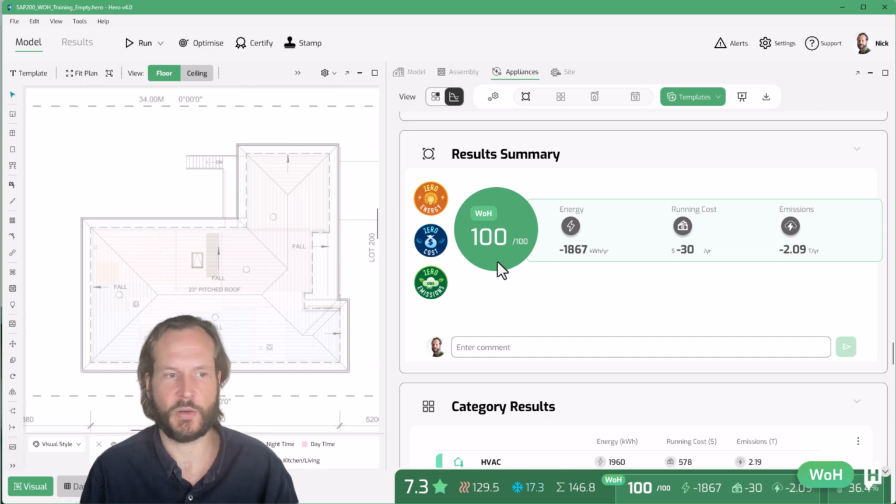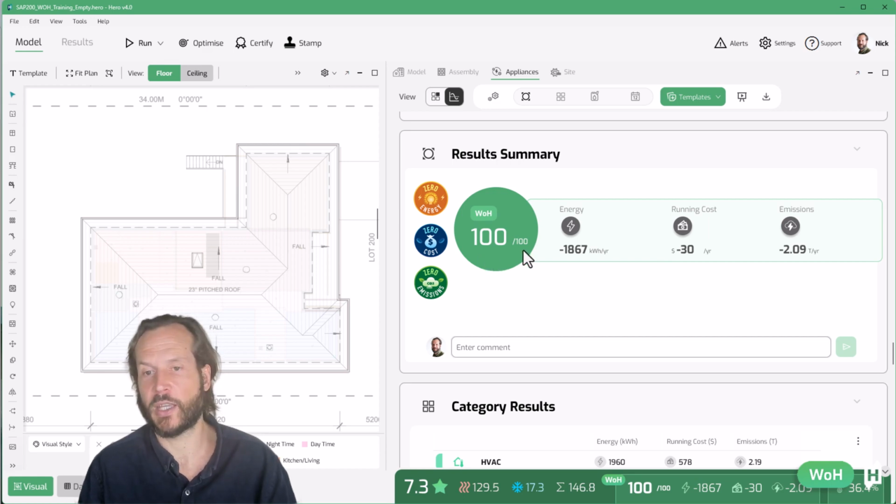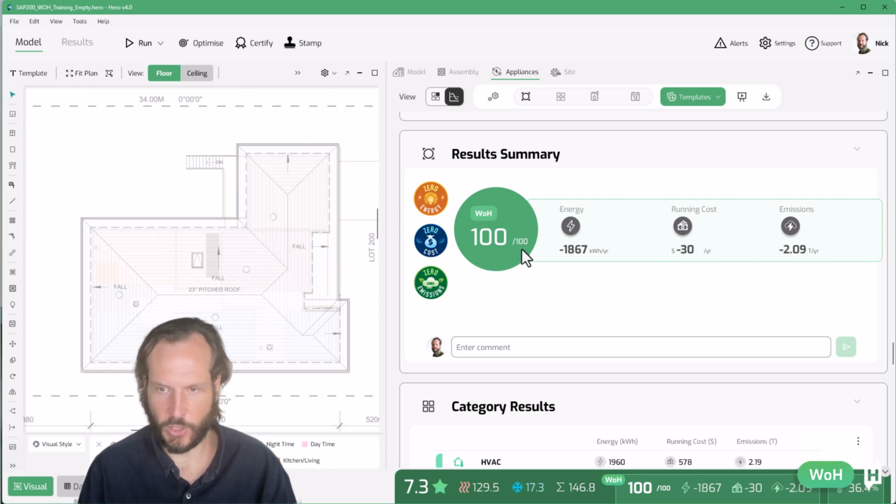100 is theoretically a zero running cost home. That's what the Whole of Home rating scale is based off, though you can get up to a 150 Whole of Home rating out of 100, and that just recognizes when you get strongly negative values in running costs, when you have lots of solar and batteries. So we see our overall energy, so that would include gas, grid electricity, and the solar and batteries, as I mentioned, bring this negative. And you can have a negative value on all these energy, running cost, and emissions values when you have solar and batteries.